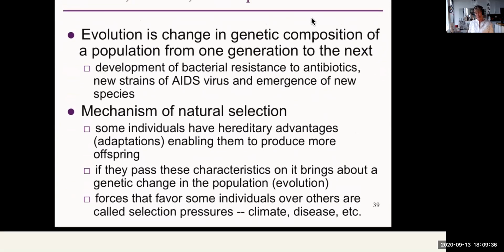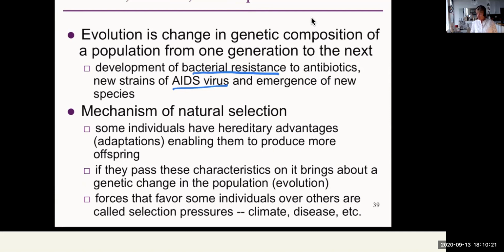Evolution is a change in genetic composition of a population from one generation to the next. That would be considered microevolution. When those genetic changes accumulate over hundreds or thousands of generations, that is known as macroevolution, in which case you may end up with a new species over that much time. A couple of examples that are good to look at because they occur right now are the development of bacterial resistance to antibiotics and new strains of viruses.